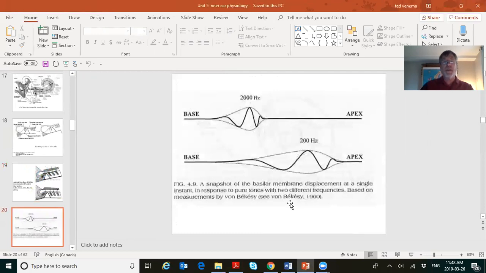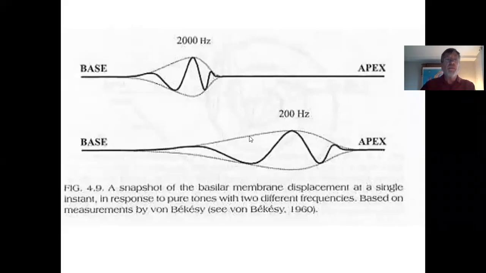There you go. Here are two traveling waves. Make it bigger. Base of the cochlea, high frequencies. Apex of the cochlea, low frequencies. A 2,000 hertz tone hitting the ear will create a traveling wave looking like this. Notice how it's shaped like a kite: steep front, longer tail. There is its peak. Okay, so it's going to stimulate the hair cell region of 2,000 hertz.